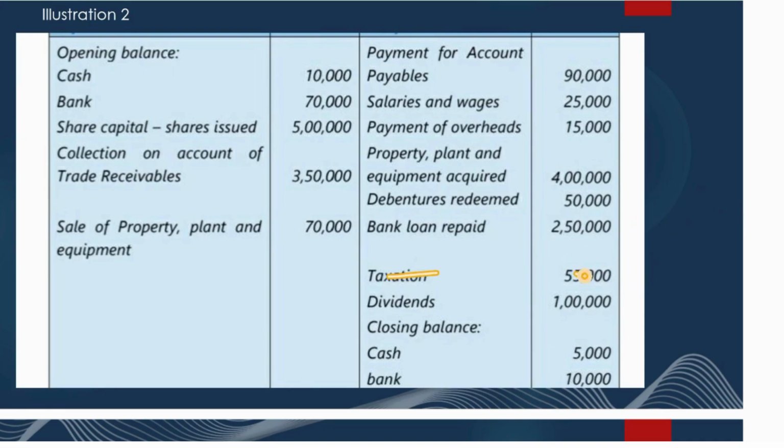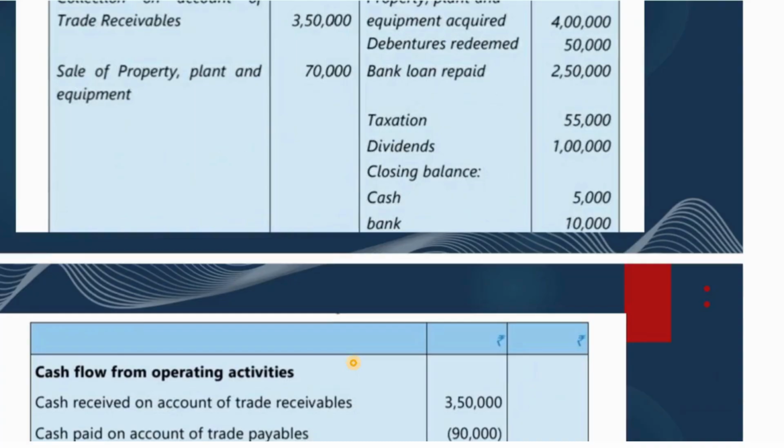Next is your taxation. You have to deduct the taxation amount from the operating activities, as the company has to pay tax, right? Next is your dividend. Dividend comes under which category? Financing activity. Next, the remaining is your closing balance. This opening balance and closing balance are very helpful, especially when you are going to check whether your cash flow statement is correct or not. At that time it is very useful. I will be telling you how this works.